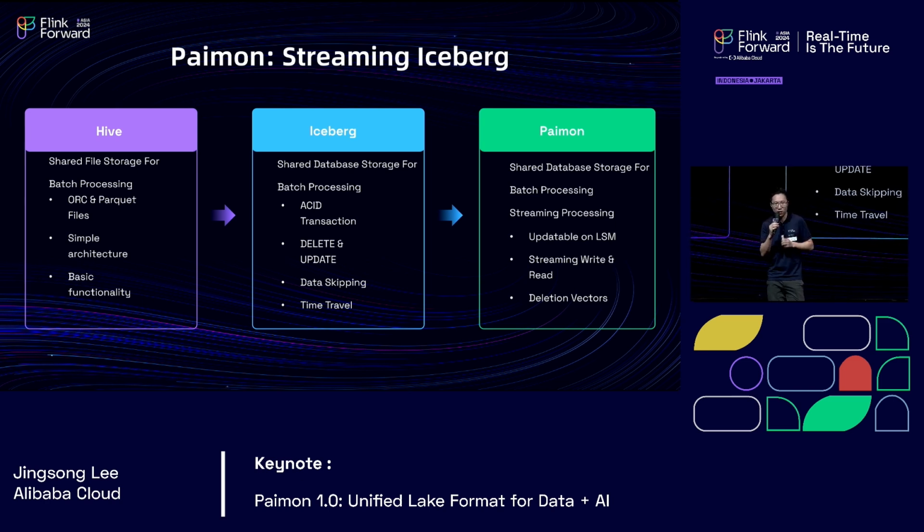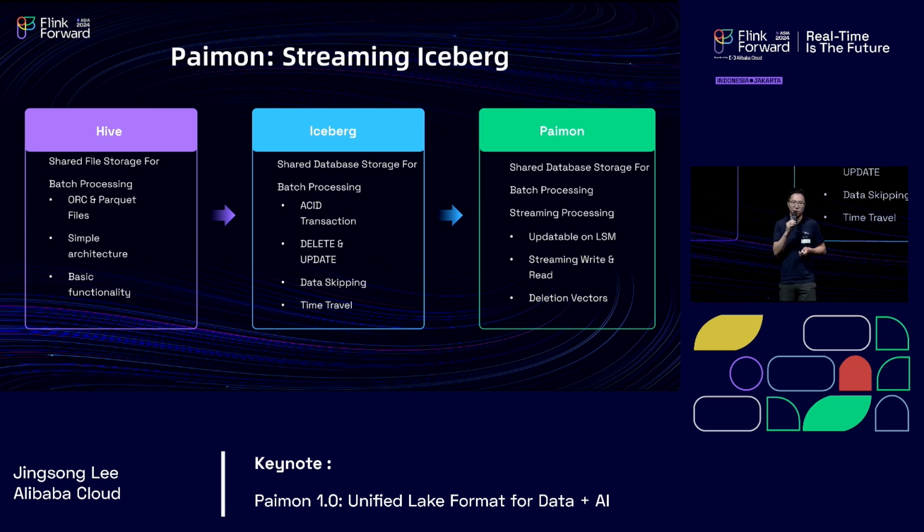we at Alibaba contributed Flink Sink to the Iceberg community, and we also contributed Flink SQL integration. But then we found that Iceberg is not very good for streaming processing. Why? Because Iceberg is designed for slow changing data. The initial design is not for streaming. So we developed Paimon. Paimon is a lake format for streaming, or you can say for Flink streaming processing.